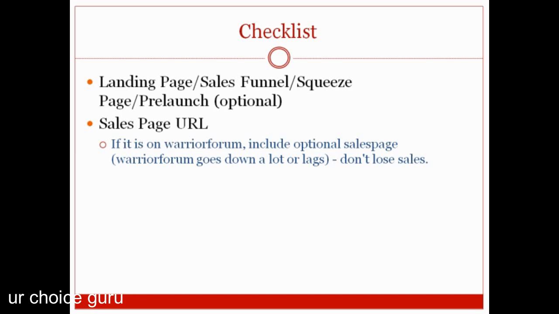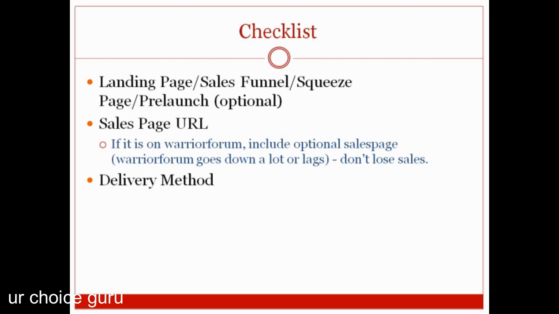And of course, if your sales page is on the warriorforum.com as a Warrior special offer, Warrior Forum tends to go down or lag a lot. So if your website, your sales page lags, then you're going to lose sales. So if it is on the Warrior Forum, then you can also include an optional sales page, which is a really, really cool feature. You're also going to need to specify the delivery method.